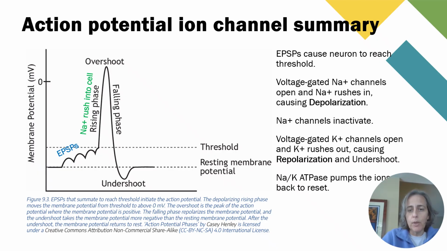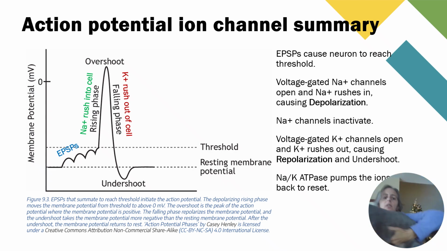And now at this point, the potassium channels are open, and potassium really, really wants to leave the cell. So potassium is going to rush out of the cell, making the inside of the cell more negative compared to outside the cell. We're going to undershoot a little bit and get even more negative than the -70. And then sodium potassium ATPase has to do all the cleanup, pump all the ions back, and get back to our starting phase.